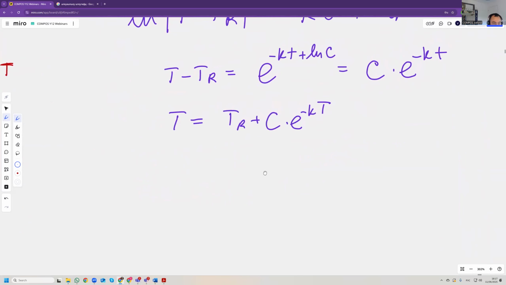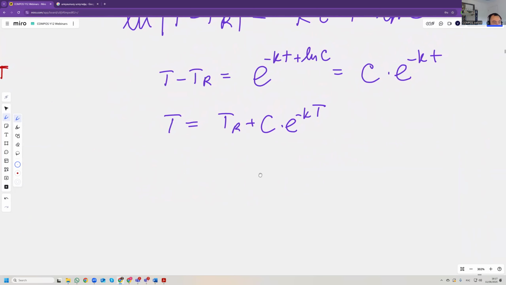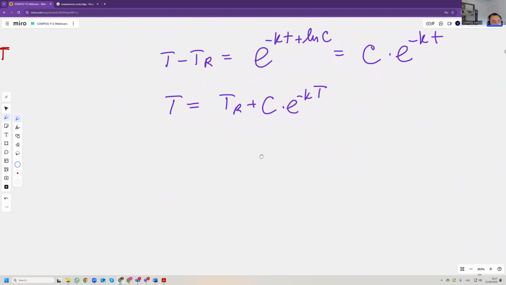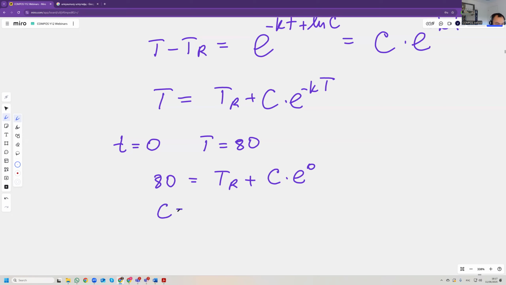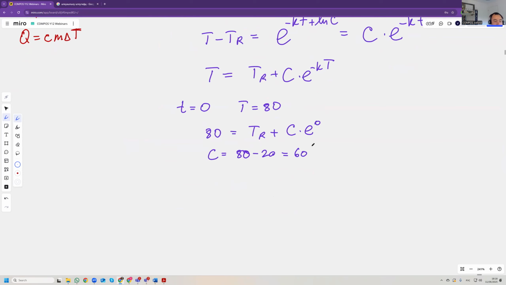To find C, well, first of all, we want to find C. When t is 0, we know that the temperature is 80 degrees, and that means 80 equals the temperature in the room plus C multiplied by e to the power 0. And that means C is equal to 80 minus 20, which is 60 degrees. So C is 60.